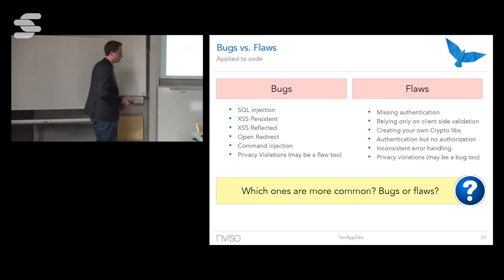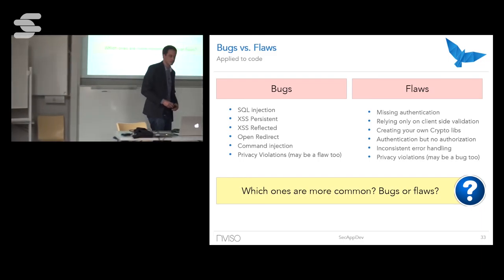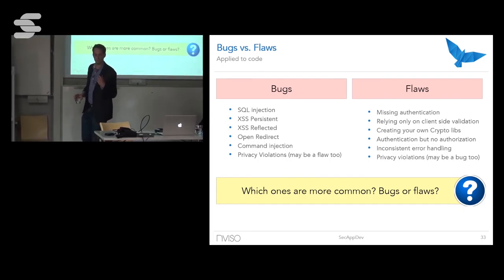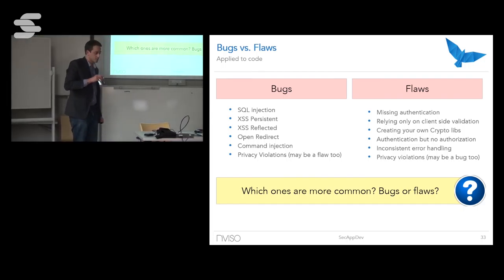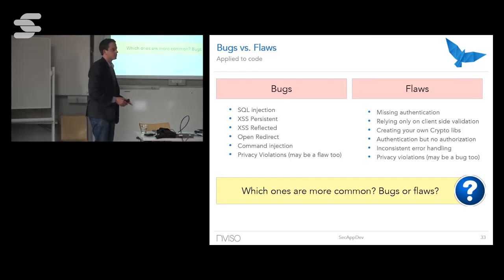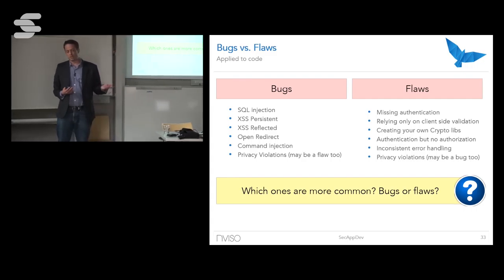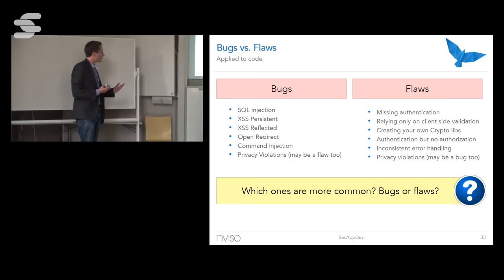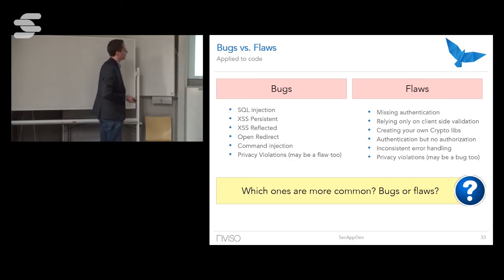Another example that's here is privacy violations. It's a bit more nuanced, I would say, a bug or a flaw. Can anyone give an example of a privacy violation that would be a bug or a flaw? Any suggestions? Who can think of a bug, a privacy violation? Yeah, a SQL injection could result in the disclosure of sensitive information. So the impact could be very much related to privacy.